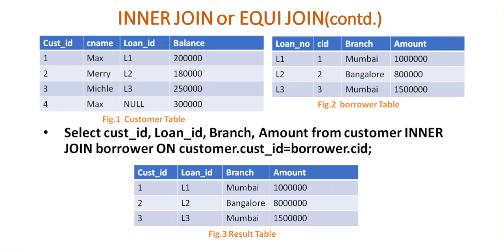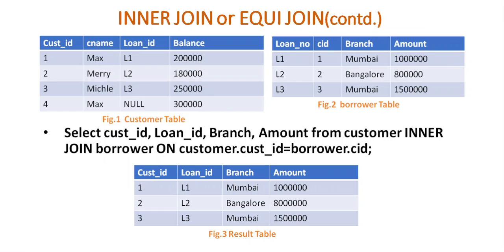EQUI join itself suggests that we fetch data by using common attribute and by using equality condition. If that equality condition is satisfied by both the tables, then it will give you the result. It will give you the rows which satisfy that equality condition. Meaning here we are fetching data from these two tables where customer IDs are equal. That's why it is called inner join or EQUI join.